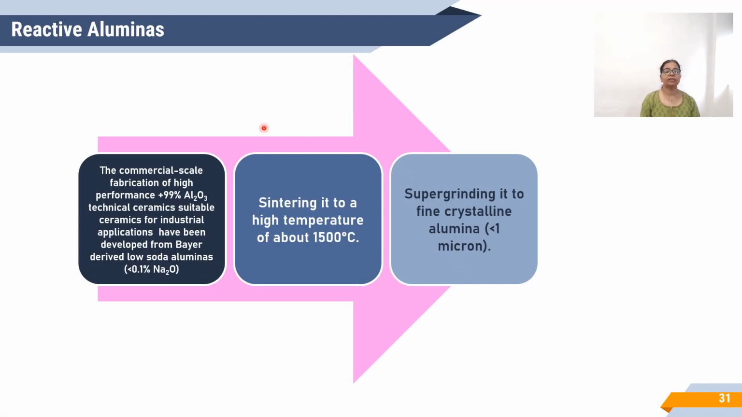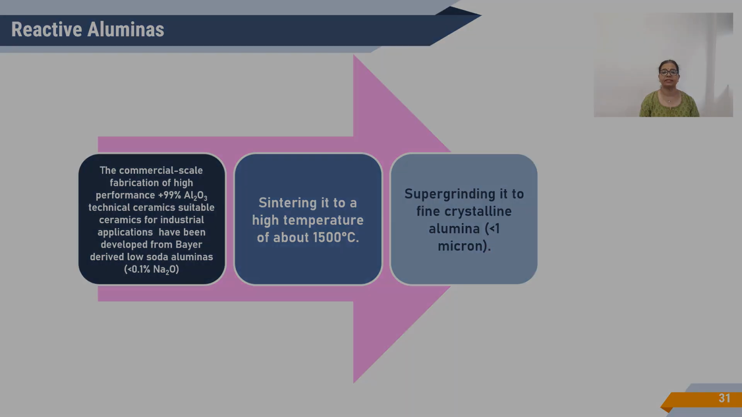Now the other aluminas which have special applications are the reactive aluminas. These reactive aluminas are used for commercial scale fabrication of high performance 99% alumina technical ceramics, which is suitable for industrial applications in ceramics, and they are derived from low soda aluminas having 0.1% Na2O. And how are they formed? They are sintered and then super ground to a fine crystalline alumina size of less than 1 micron.